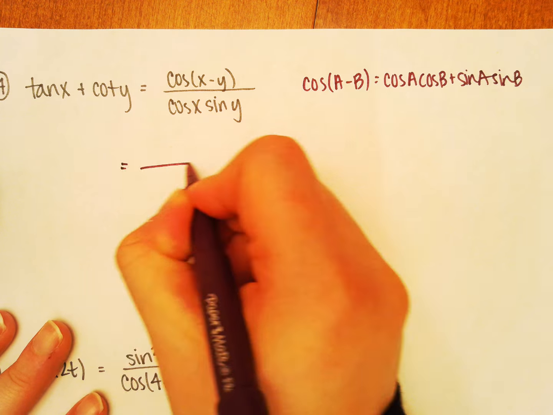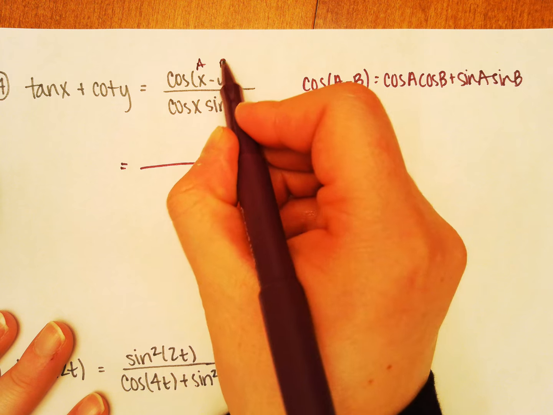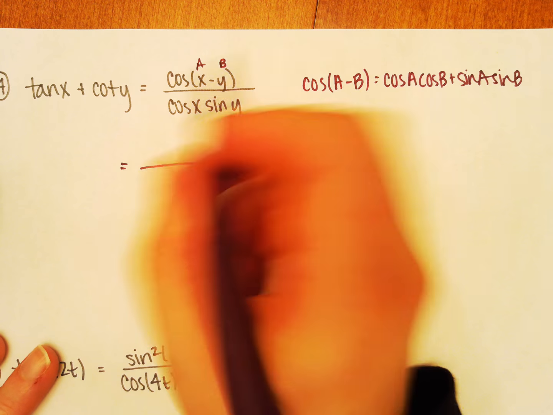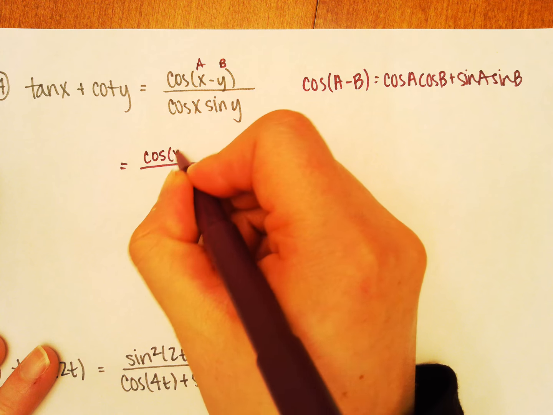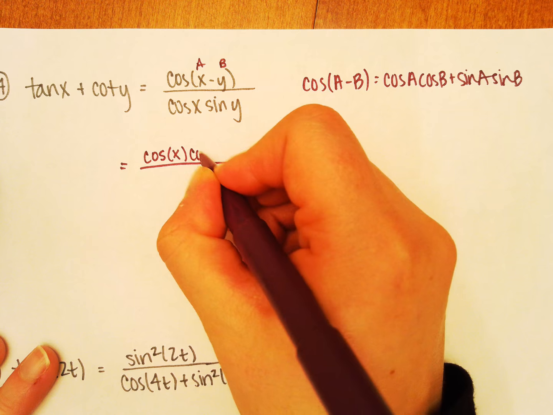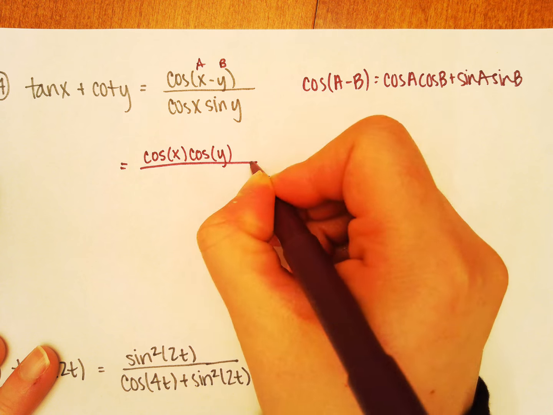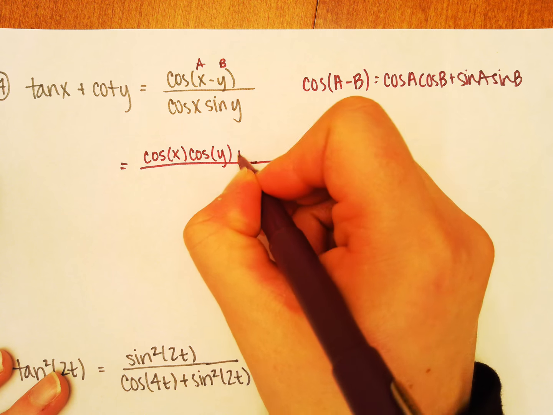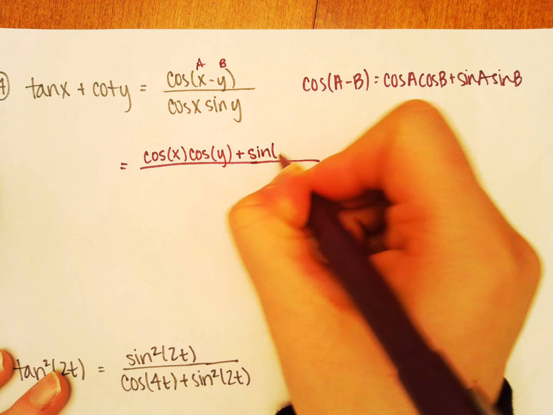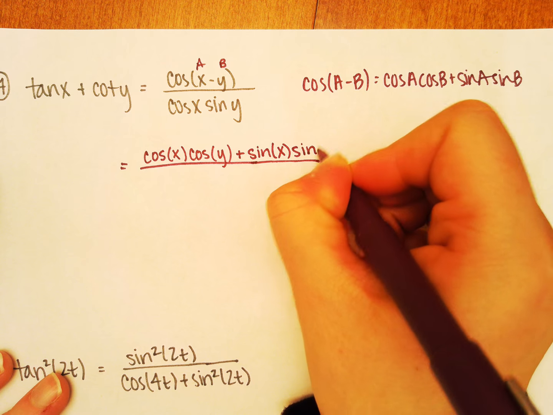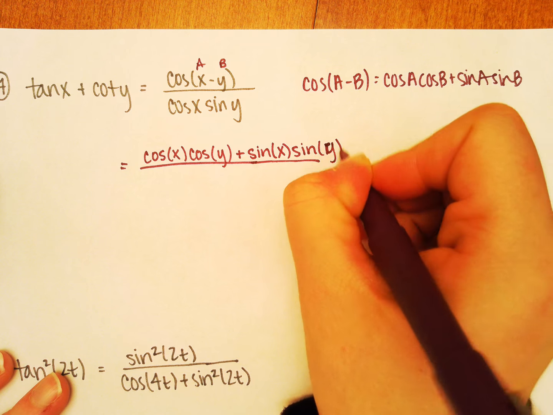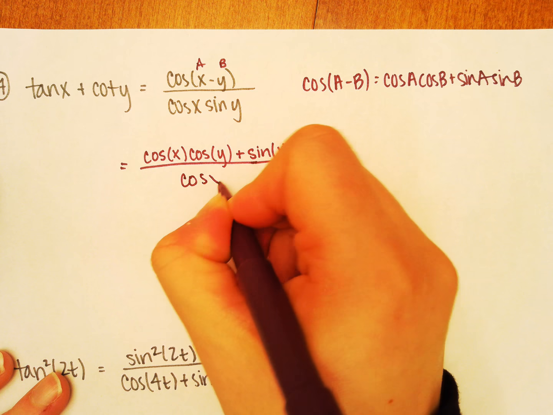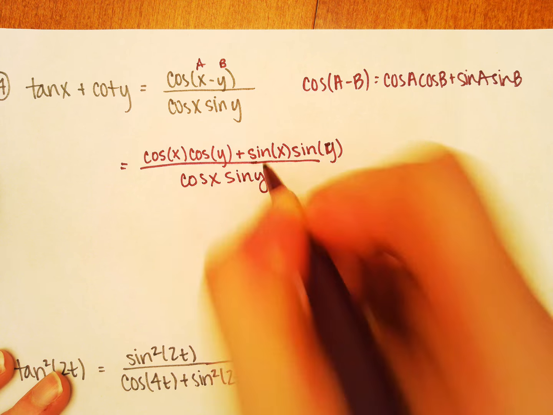So on the top, this is my A value, this is my B value. So I have the cosine of x, which is A, times the cosine of B, which is y, plus the sine of A, which is x, times the sine of B, which is y, all over the cosine of x sine y.